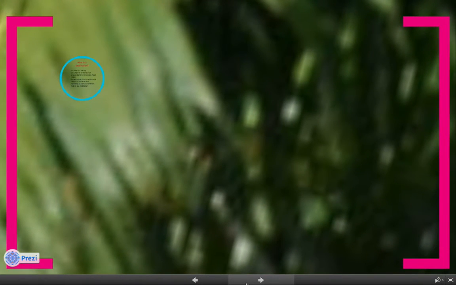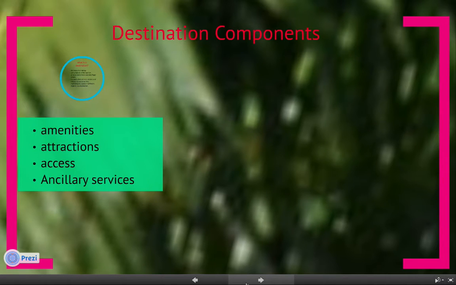So firstly, let's talk about the 4 components. What are the 4 components? These are amenities, attractions, access, and ancillary services.